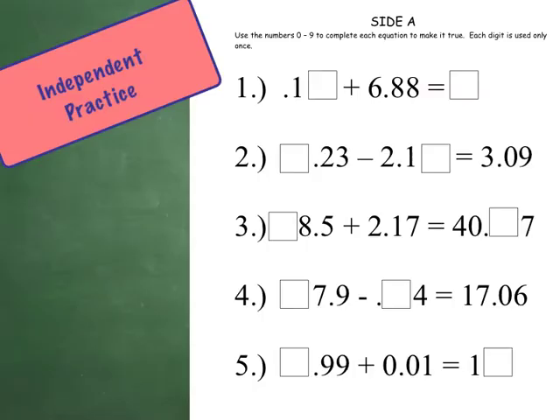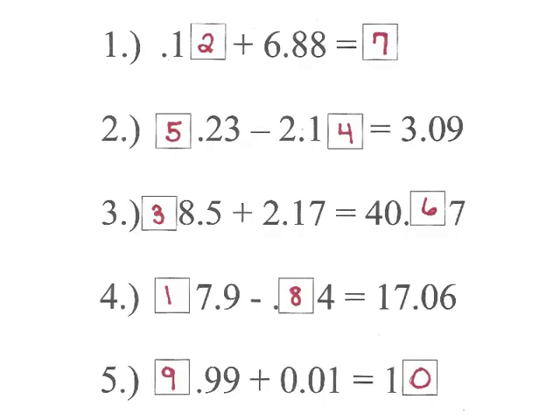At this time, please take out this next sheet in your packet. You are to use the numbers 0 through 9 only once to complete each of the equations to make it true. Each digit is only used once. There are 10 boxes here, and you can only use the numbers 0 through 9 one time to make them all true. So go ahead and try this out on your own. Pause the video. When you're ready to check your answers, press play. And here are the answers to this practice sheet.